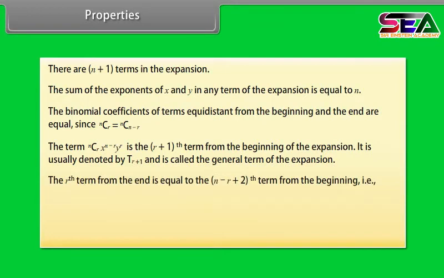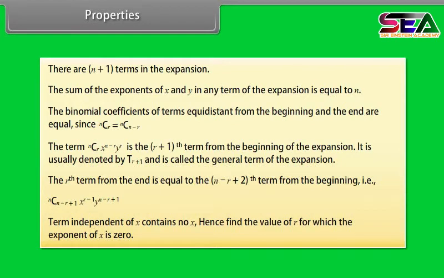The rth term from the end is equal to the (n - r + 2)th term from the beginning, that is, nC(n - r + 1) x^(r - 1) y^(n - r + 1). The term independent of x contains no x, hence find the value of r for which the exponent of x is 0.